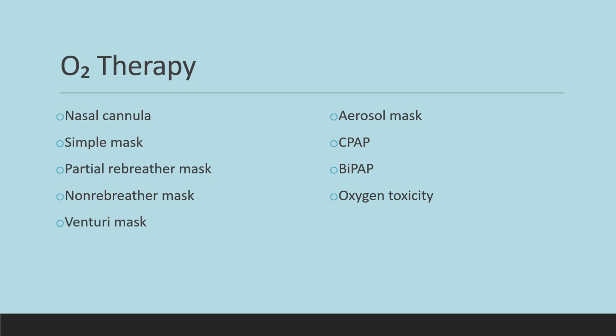Oxygen saturations need to be kept between 94 to 100%. For clients that have underlying illnesses, their oxygenation needs to be between 88 to 92% to prevent hypoxemia.